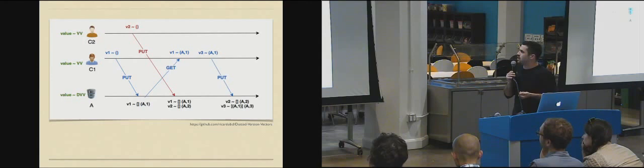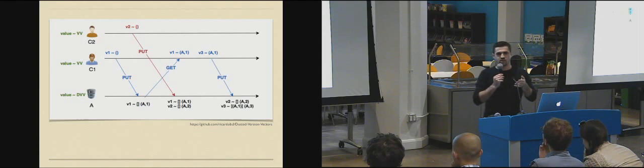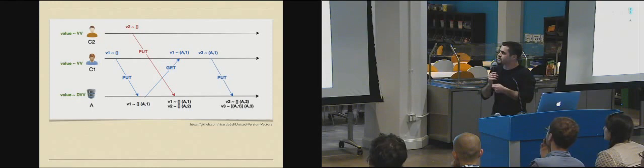And so Riak engineers have actually seen in production that moving from the old scheme to this scheme stopped sibling explosion in its tracks. So we have, again, now an accurate and concise way to represent this causal history without any timing mechanism.